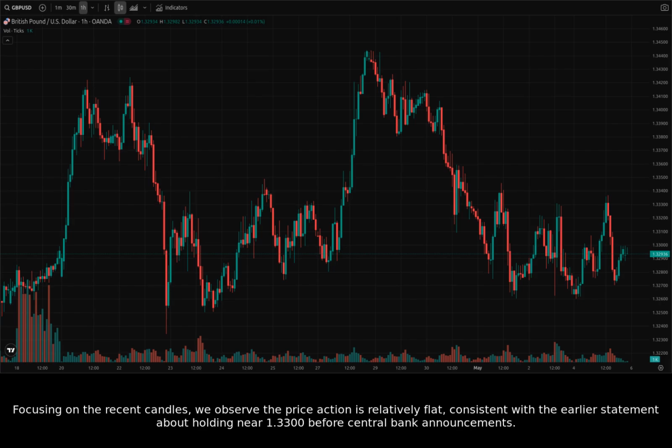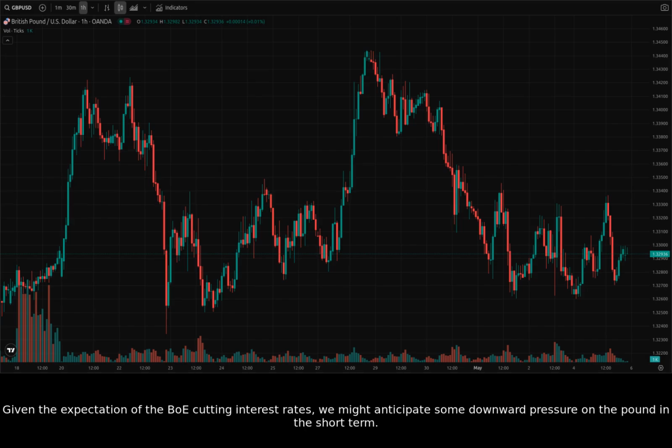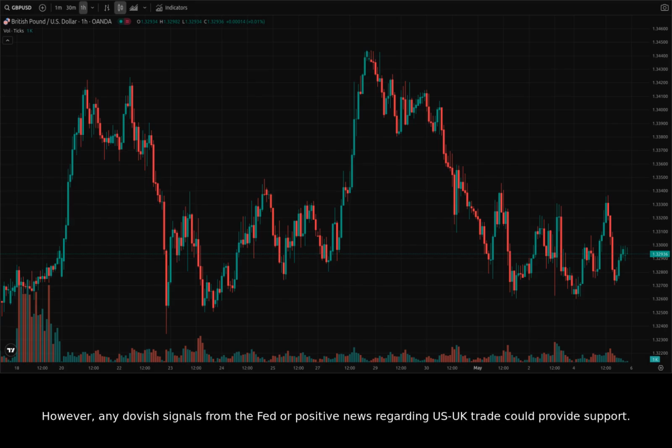Focusing on the recent candles, we observe the price action is relatively flat, consistent with the earlier statement about holding near 1.3300 before central bank announcements. Given the expectation of the BOE cutting interest rates, we might anticipate some downward pressure on the pound in the short term. However, any dovish signals from the Fed or positive news regarding US-UK trade could provide support.